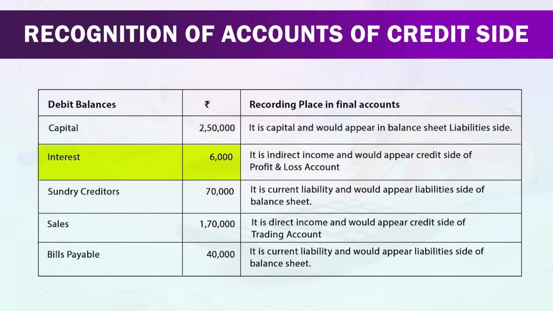Then we have interest, it is an income. It is an indirect income, rupees 6,000, and would appear credit side of profit and loss account. Sundry creditors, it is our liability, our current liability, and would appear liability side of balance sheet. Sales, that is our direct income and would appear credit side of trading account. Bills payable 40,000, it is also part of current liability and would appear liability side of balance sheet.